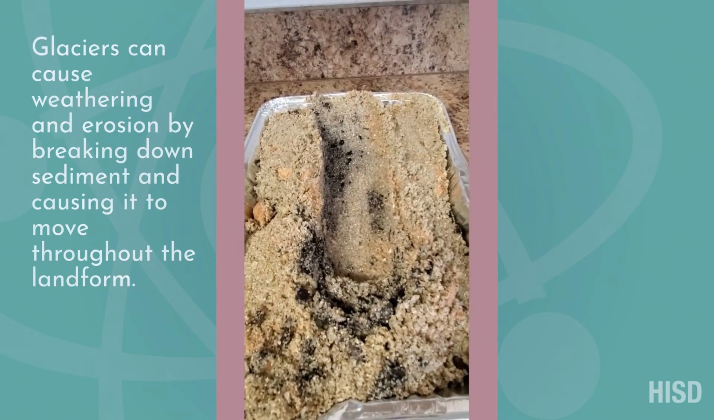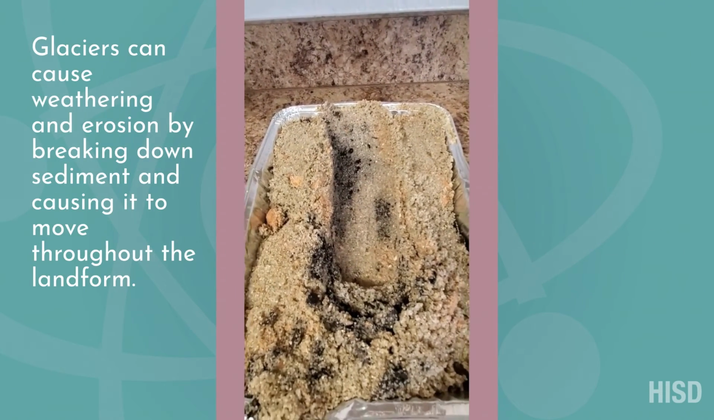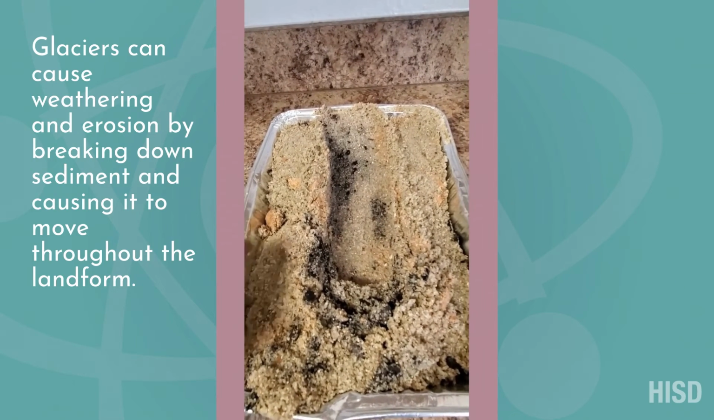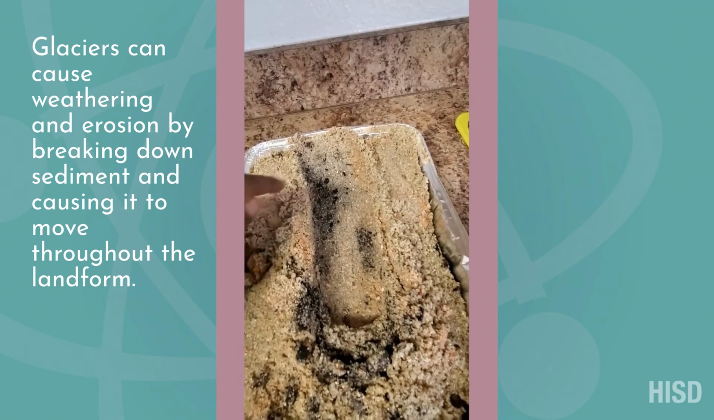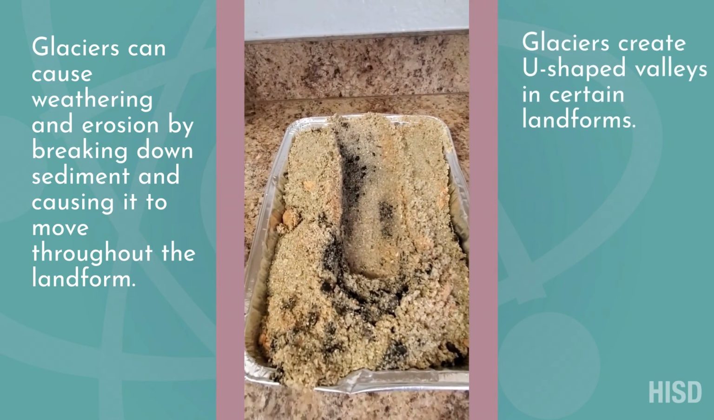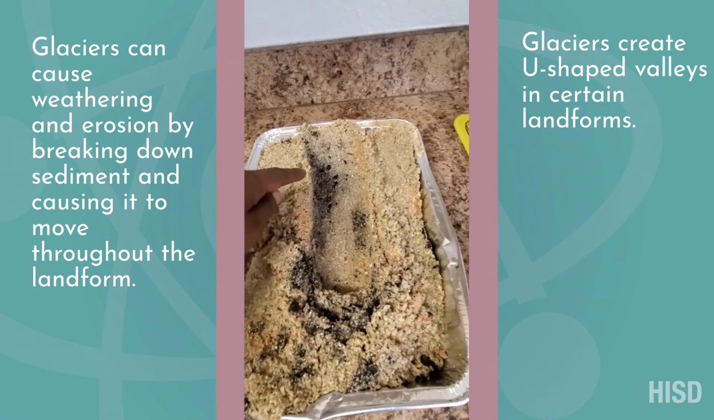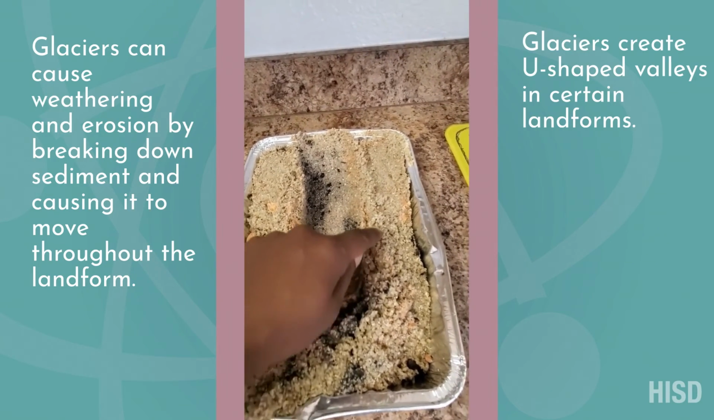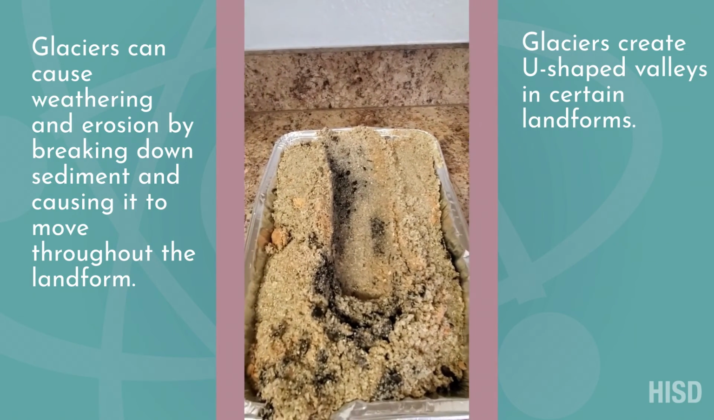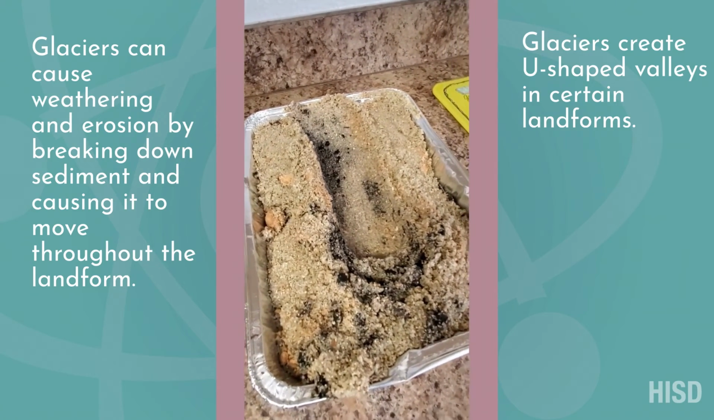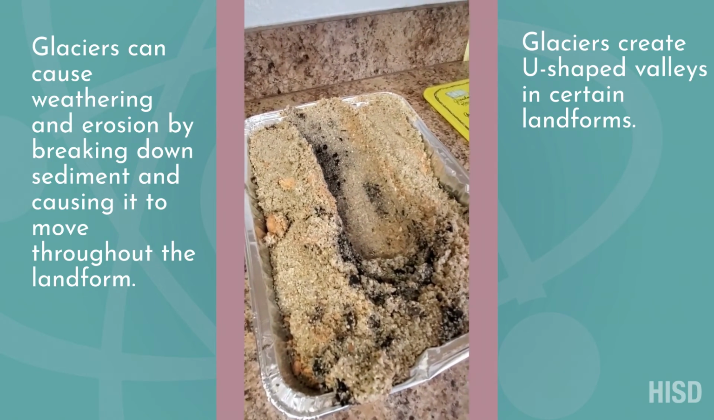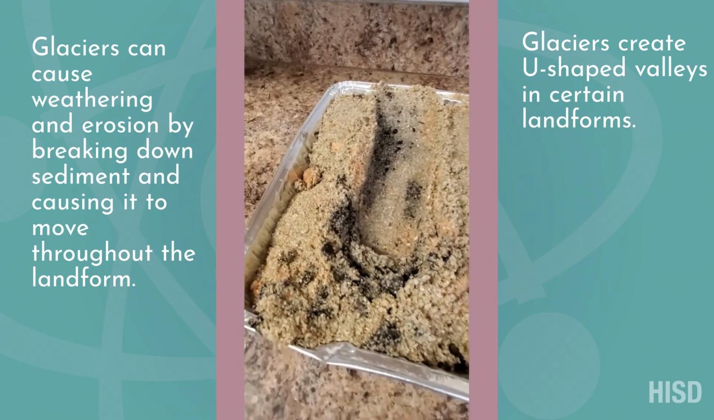Students need to understand that glaciers can cause weathering and erosion by breaking down sediment and causing it to move throughout the landform. Students also need to understand that glaciers create U-shaped valleys in certain landforms. This is a good demonstration on how our glacier created a U-shaped valley.